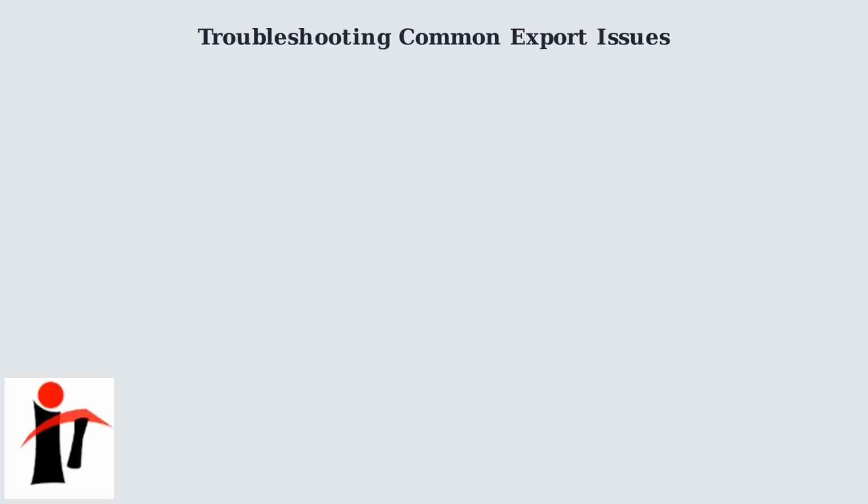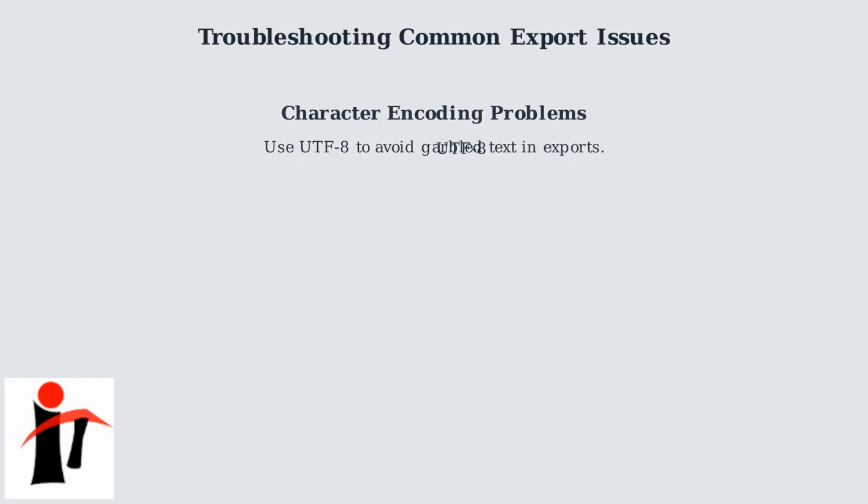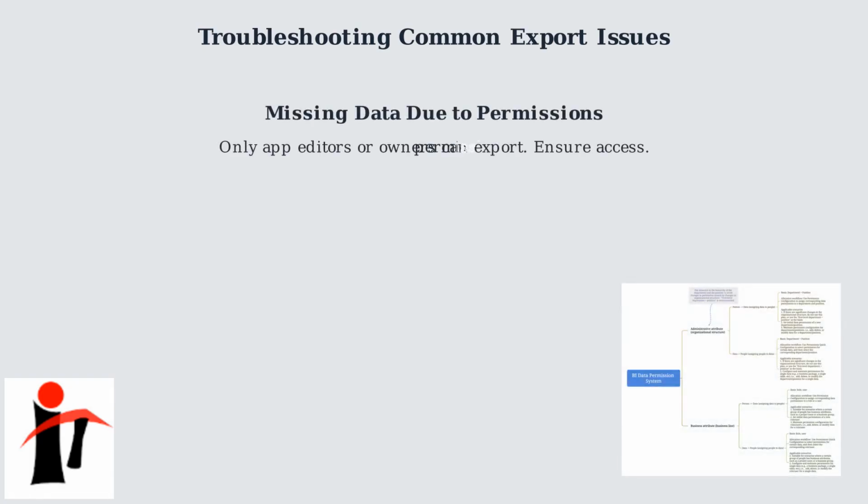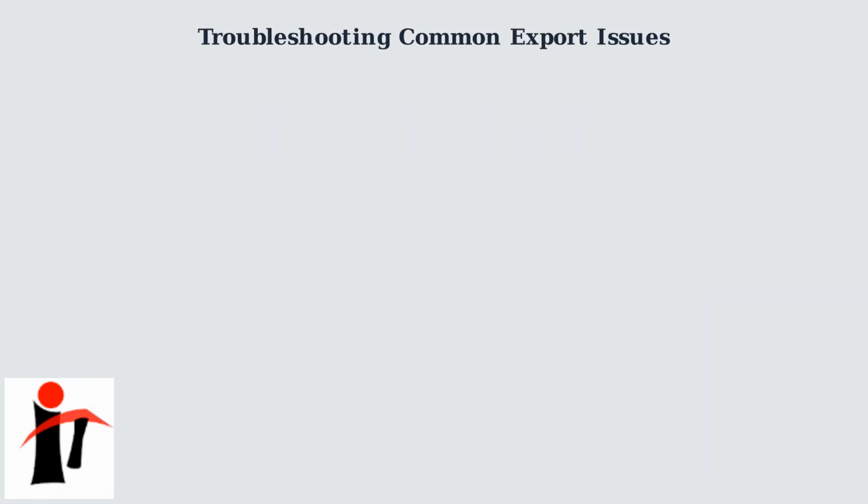When exporting Podio contact lists, several common issues can arise that may affect the quality and completeness of your data. Let's explore the most frequent problems and their solutions. One common issue is character encoding problems, where special characters appear garbled in the exported file. To fix this, ensure your export uses UTF-8 encoding, which properly handles international characters and symbols. Another issue is missing data due to permission restrictions. Only app editors or owners have export rights, so shared users may see incomplete data. Check your permissions before attempting an export.